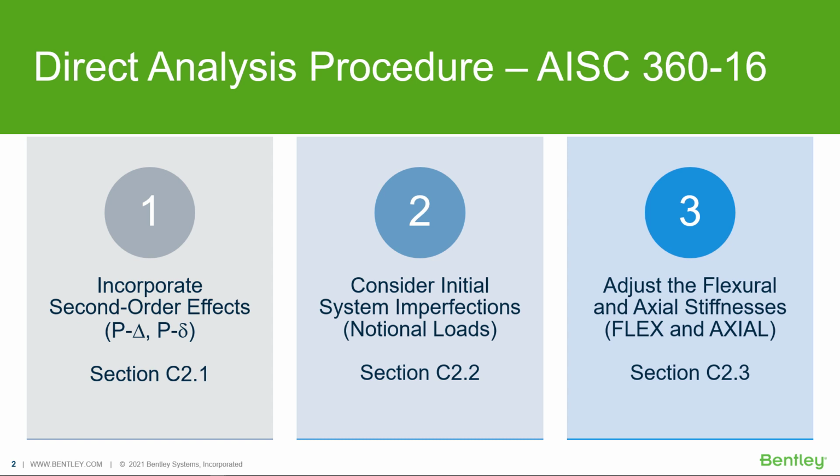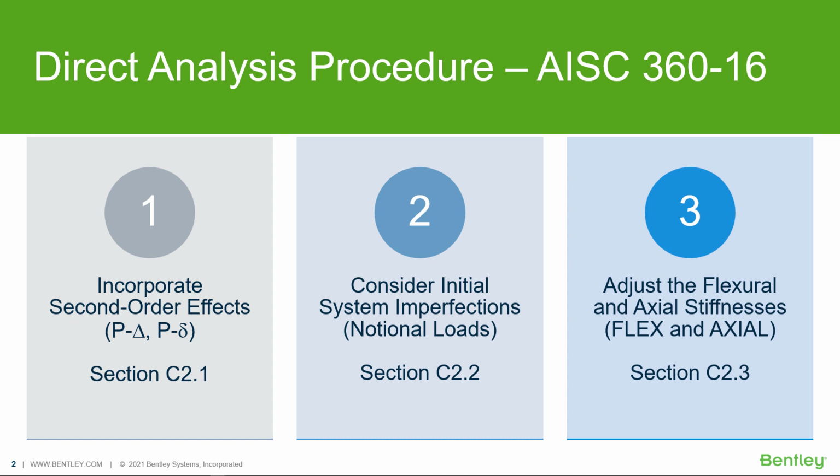The AISC 360-16 Chapter C describes the direct analysis method, which accounts for second-order effects resulting from deformation in the structure due to applied loading, imperfections, and reduced bending stiffnesses of members due to the presence of axial load.